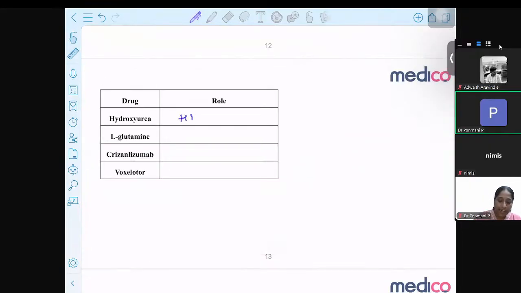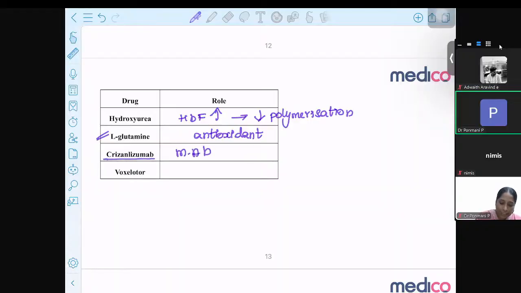As I said, hydroxyurea increases the HbF and reduces the polymerization. And there is one more drug which is given, called L-glutamine, which has an antioxidant action. This is also used in sickle cell anemia. And you have a monoclonal antibody, which is crizanlizumab.